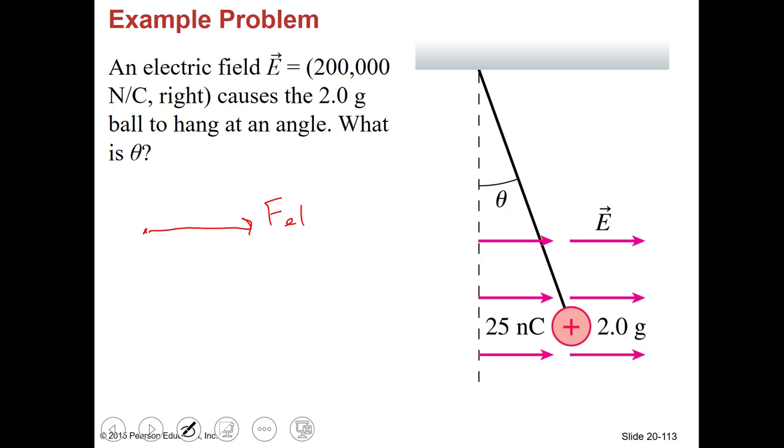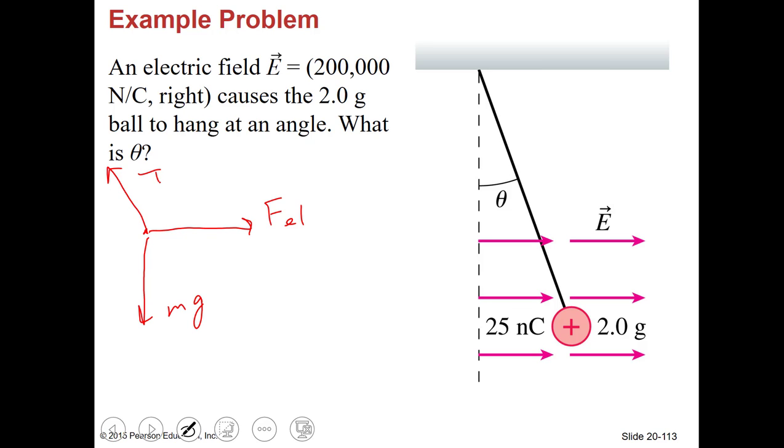I'll just call it force electric. You've got the weight straight down, and you've got tension this way. So all these forces are balanced. Whatever's to the left has to be equal to whatever's to the right, and in the picture you can see what the angle would be.